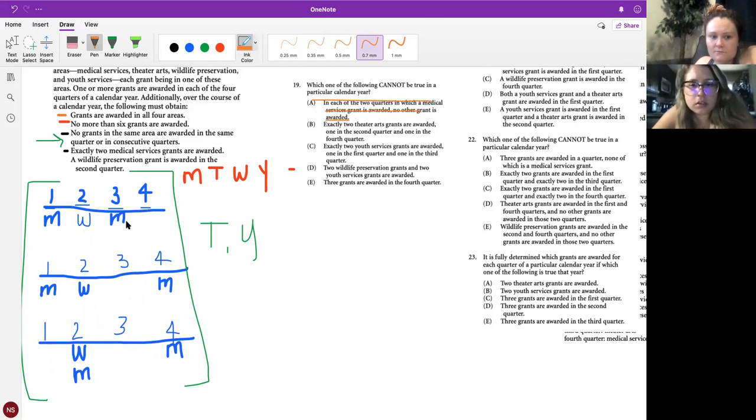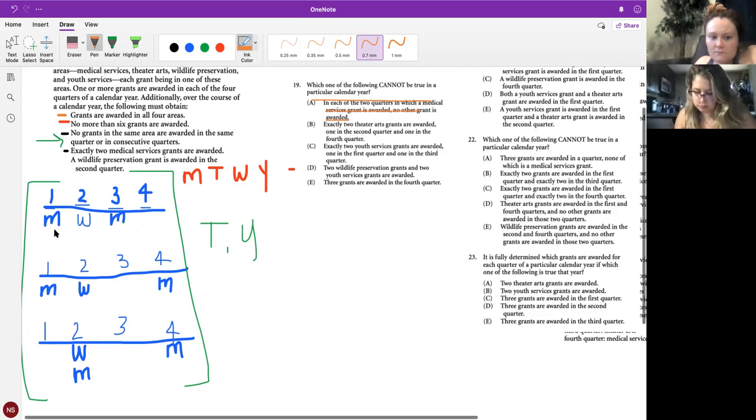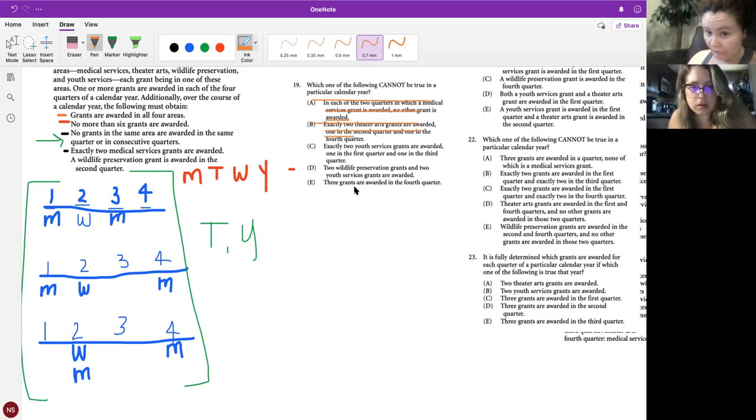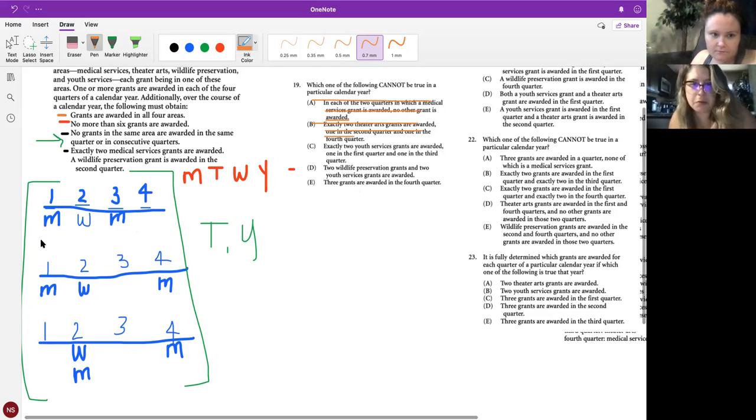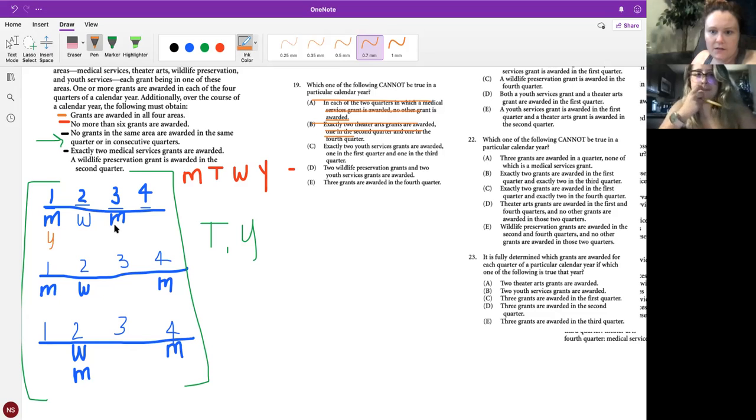Exactly 2 theater arts. Okay, so T, 1 in the second quarter, 1 in the fourth quarter. I don't see a problem with that. That's fine because it still stays within the 6. Exactly 2 youth services are awarded, 1 in the first quarter, 1 in the third. That means you have M in 2 and 4. Y, 1, 2, 3, 4. That works, because if we put Y here, then here you would still have 6. We'll just put T here.